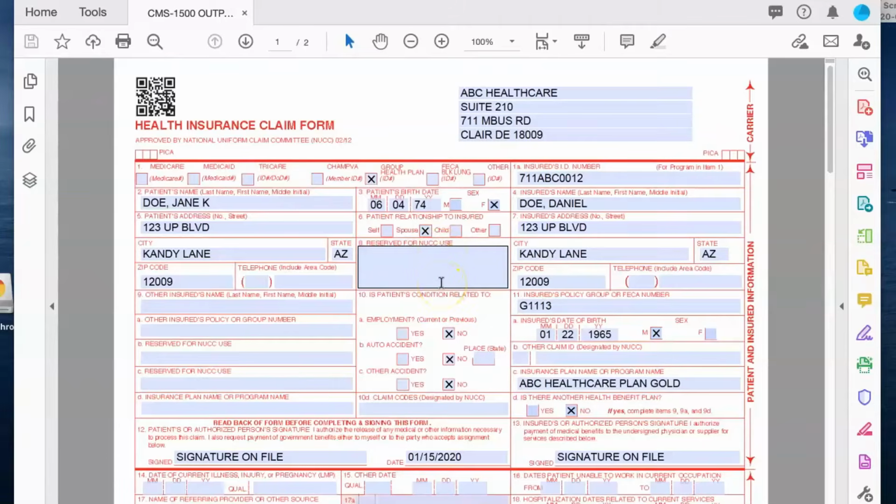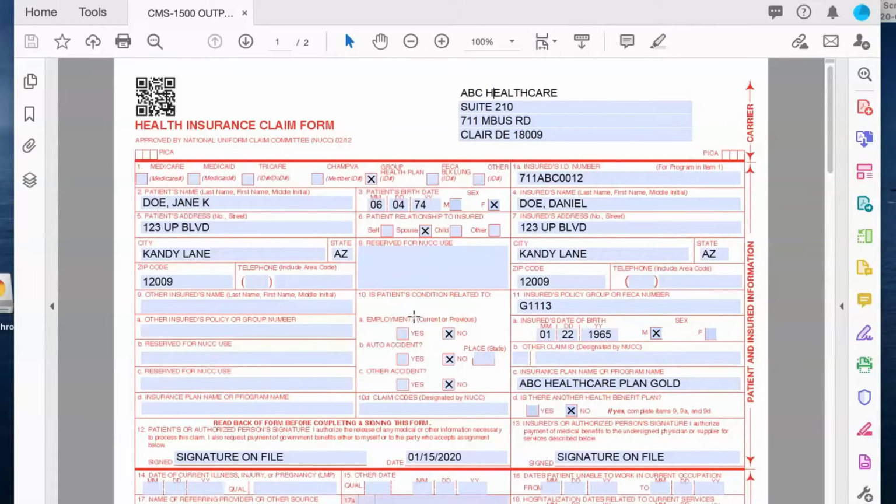Always leave those blank. In Box 11, we have Daniel's group number, his date of birth, sex, payer name, and plan. We've put ABC Healthcare, which is his insurance plan, and Plan Gold is his plan with ABC Healthcare.